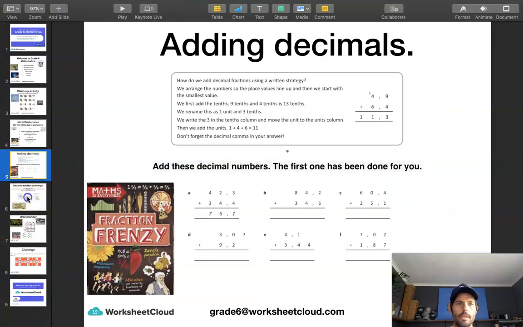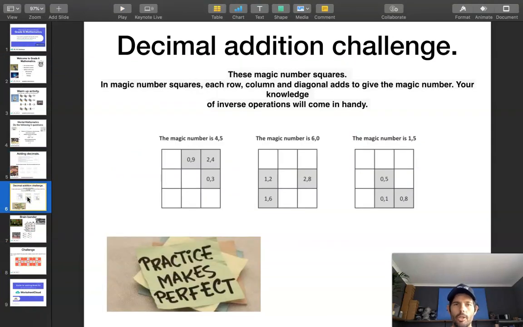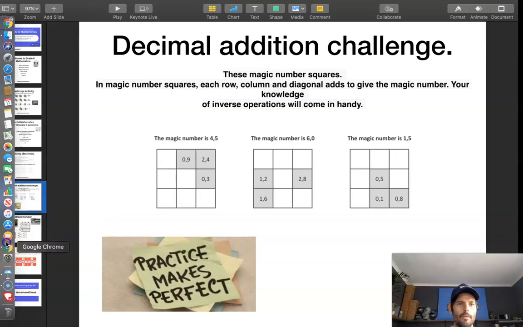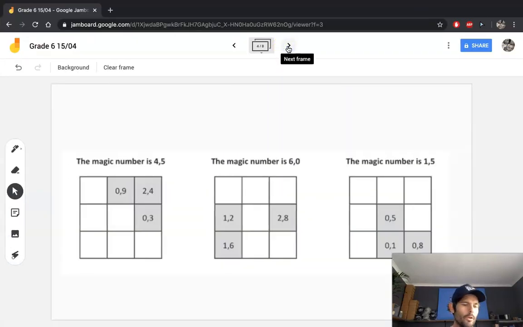Okay, the next activity is a little bit of a challenge, a decimal addition challenge. So you've got 3 magic squares. The instruction is in magic number squares, each row going across, each column going down, and each diagonal, the diagonal going from left to right and the diagonal going from right to left, they all need to equal the magic number. So in the first one, it's 4,5, and I have this on the Jamboard. On the second one, it's 6,0. And on the third one, it's 1,5.